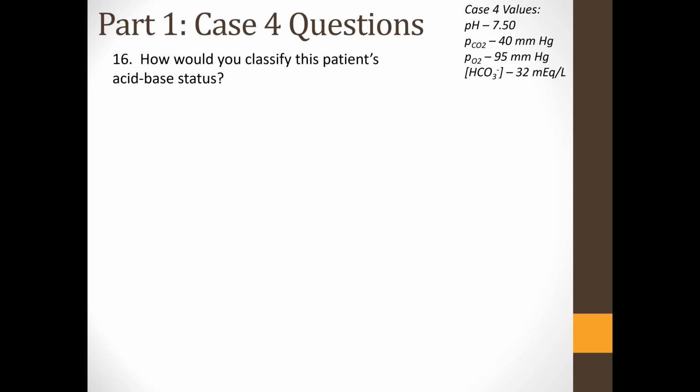So number 16, how would you classify this patient's acid-base status? Again, we're going to start with the pH. Her pH is higher than normal. Normal is between 7.35 and 7.45. Her pH is 7.5, so she is in a state of alkalosis.